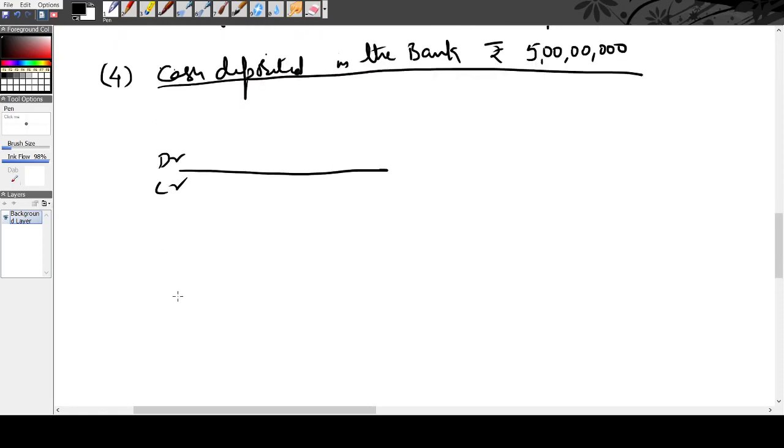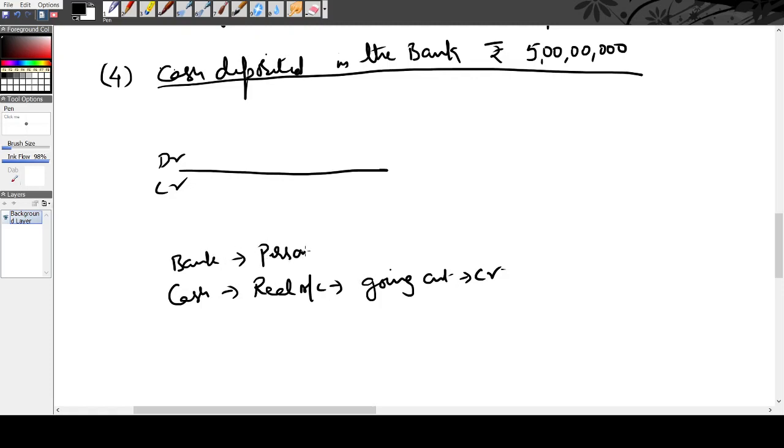I'll write the logic again here. Cash, it is a real account, it is an asset, it is going out of the business, hence it has to be credited. Bank, it's a personal account, it is receiving money from the business, hence it has to be debited, and the bank owes this money back to the business. If you remember, we said any person, if he owes money to the business, his account should be debited. If the business owes money to him, his account should be credited.